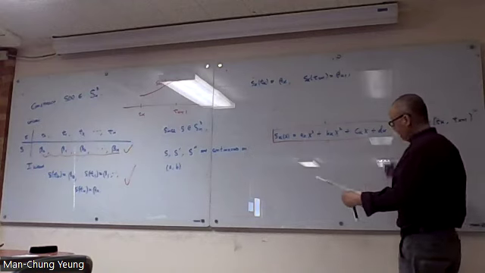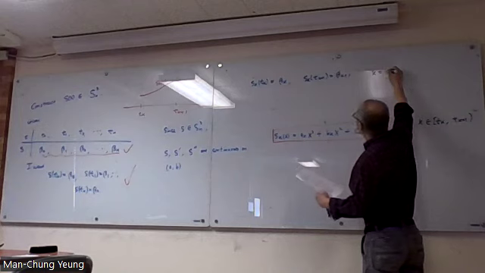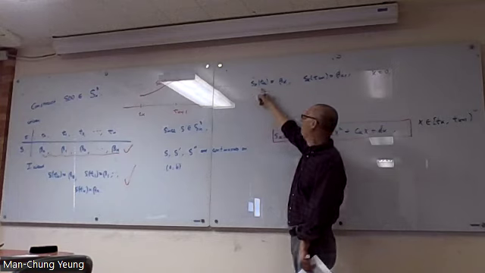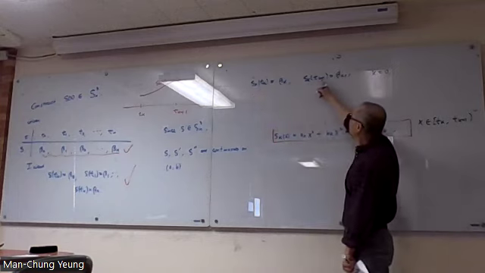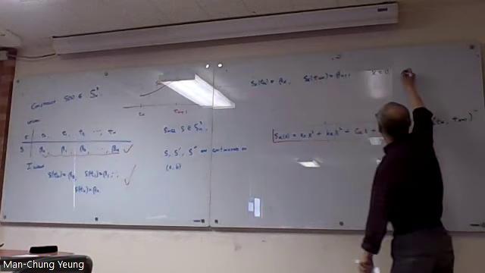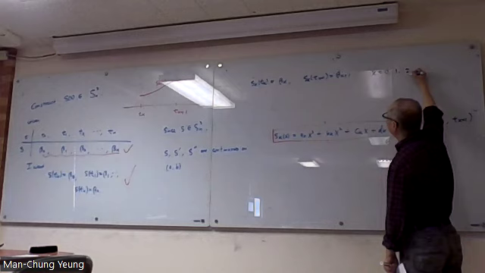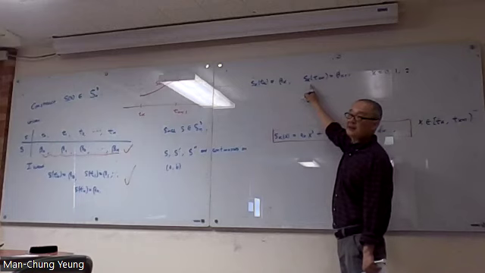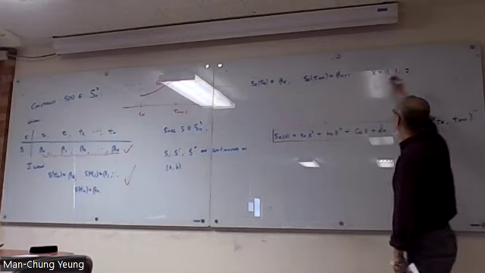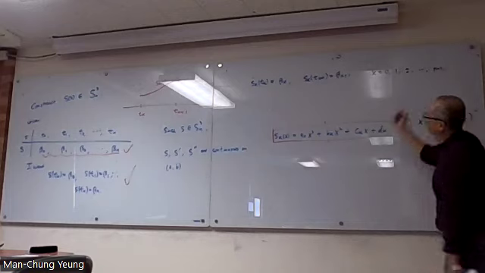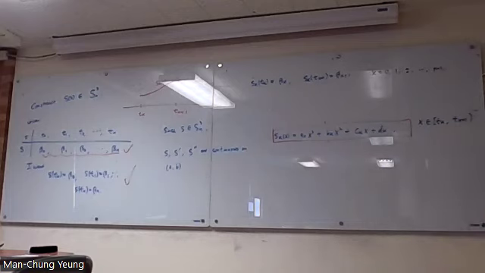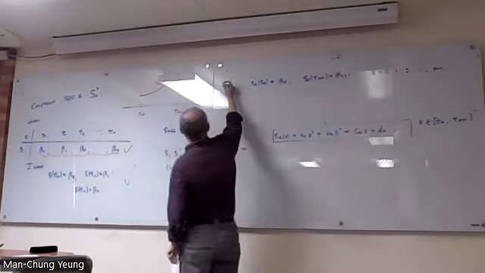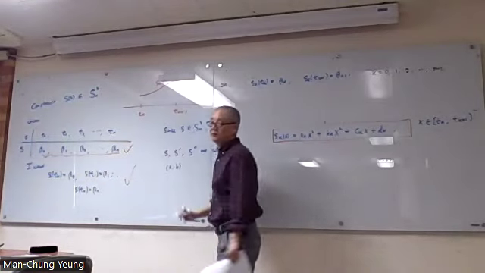Now, what is k? k can be 0. When k is 0, S0 at t0 is beta 0, and S0 at t1 is beta 1. k cannot be n, because the maximum is tn, so k goes up to n minus 1. So here, how many equations? 2n equations.